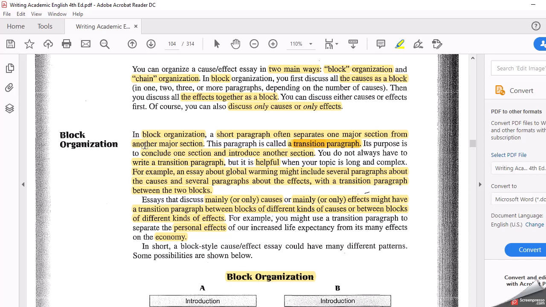What does it mean, conclude? There is another meaning here that you may not be able to understand unless you know the meaning of the word conclude.